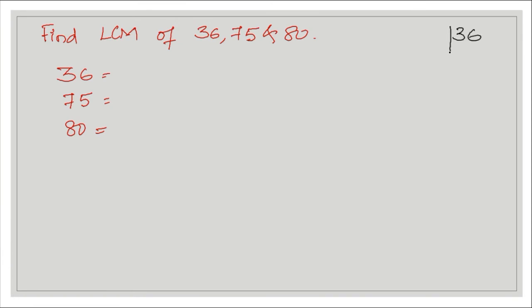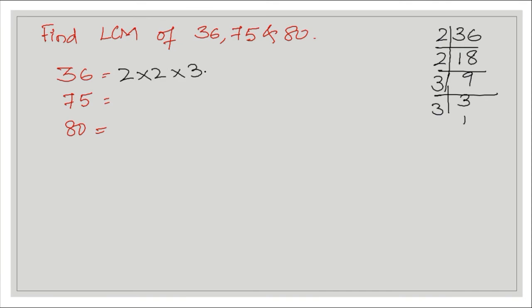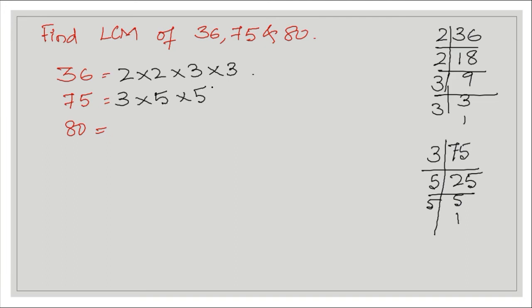prime product of 36. For that, let me divide by 2: 18 two times, 9 two times, then 3 three times, 1 three times. So 2 multiplied 2 times, 3 multiplied 2 times will be the prime product of 36. To find the prime product of 75, let us divide it. This 75, when it is divided by 3, it becomes 25. So 5 times 5 is 25, 1 time. So the prime product is 3 multiplied by 5 multiplied by 5.